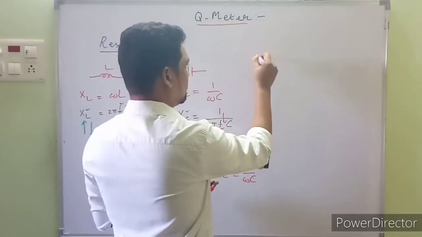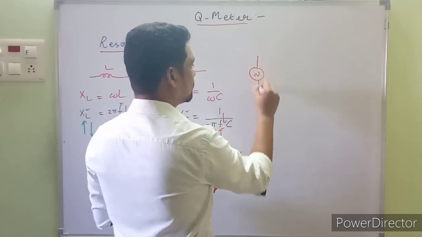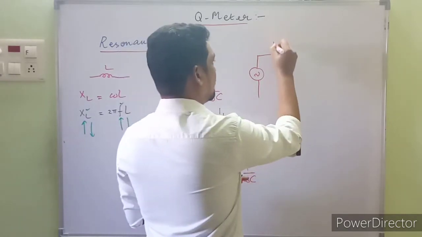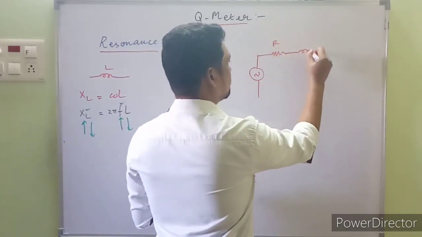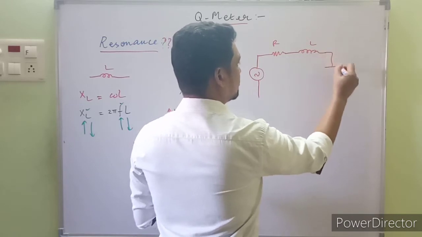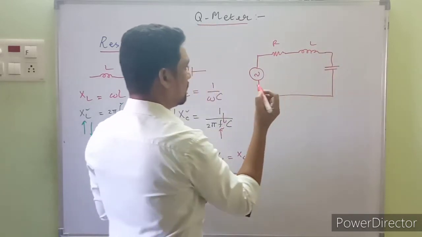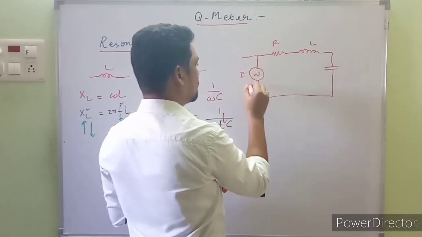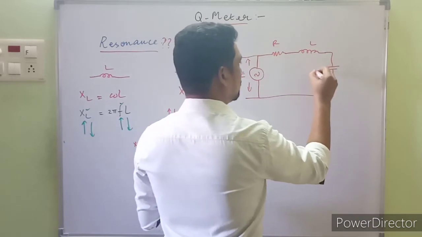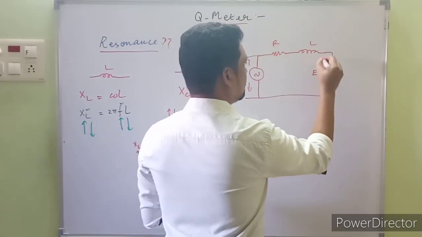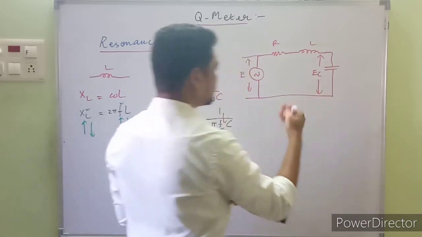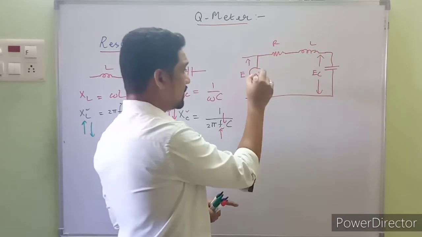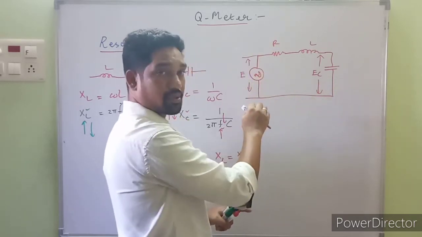Considering a circuit with an AC source and a series RLC circuit, with R, an inductor L and a capacitor C. Let the supply voltage be E, and the voltage across the capacitor be EC. It's an AC source with some variable frequency. We are not touching that one.